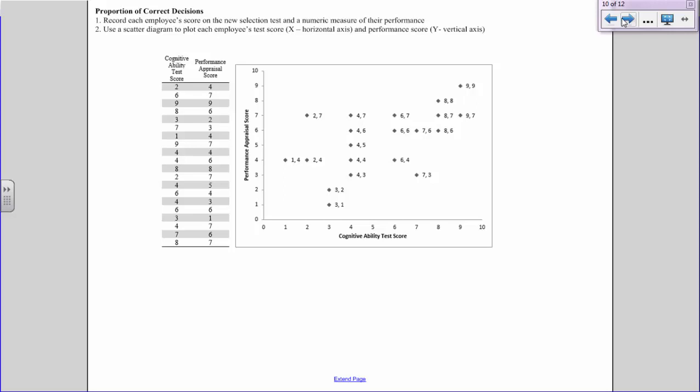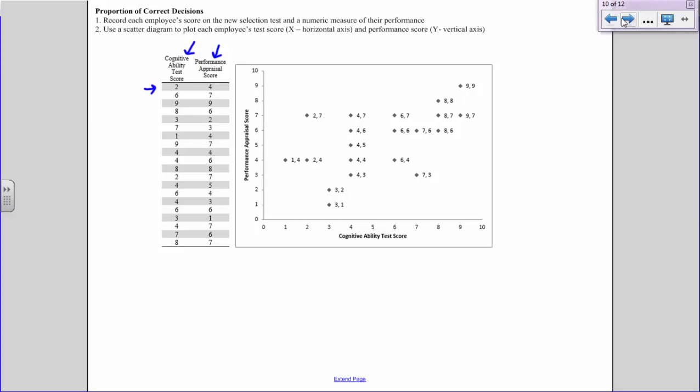So for this, we have our steps here, steps 1 and 2. The first thing you do is you want to record each employee's score on the new selection test. So let's say that we're testing a cognitive ability test, right? And a numeric measure of their performance. So we could look at their performance appraisal scores. And you'll see that each row represents one employee. So this is one employee. They scored a 2 on the cognitive ability test, and their performance appraisal score was a 4.